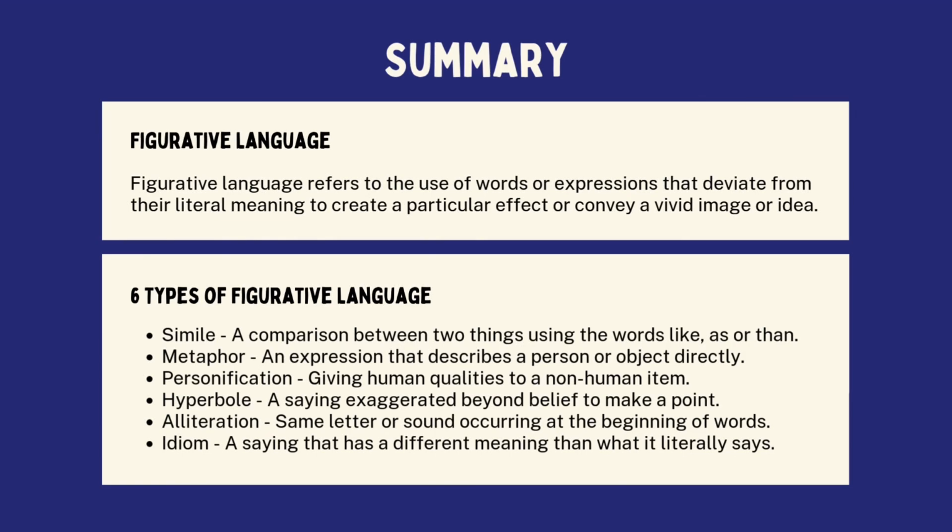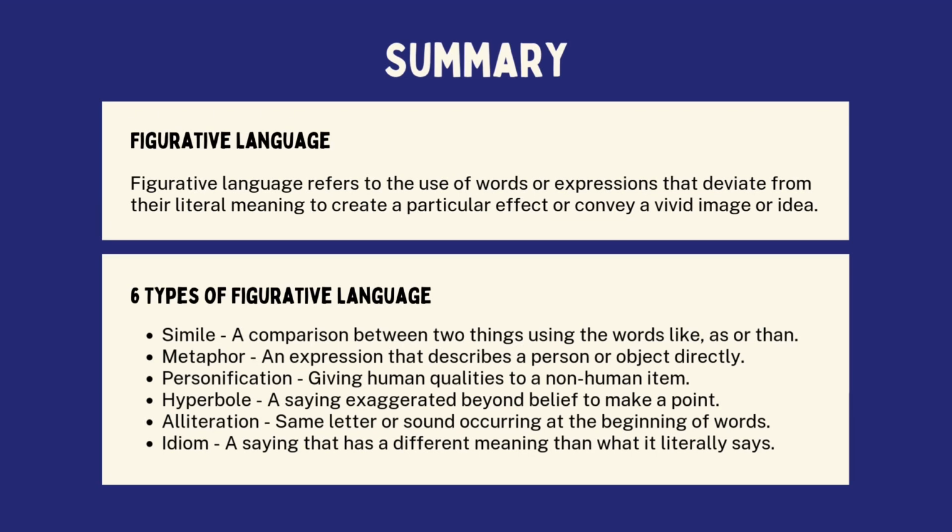So, in summary, we now know that figurative language is language that refers to the use of words or expressions that deviate from their literal meaning to create a particular effect or convey a vivid image or idea. We've also gone over the 6 different types of figurative language. The first one being a simile. A simile compares 2 things using the words like, as, or than.